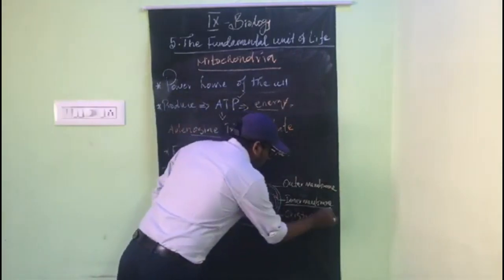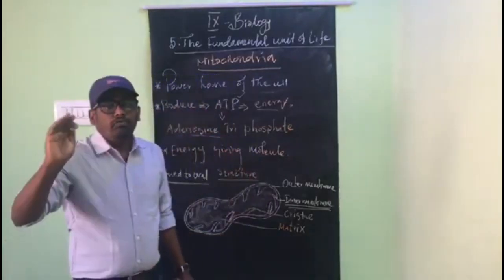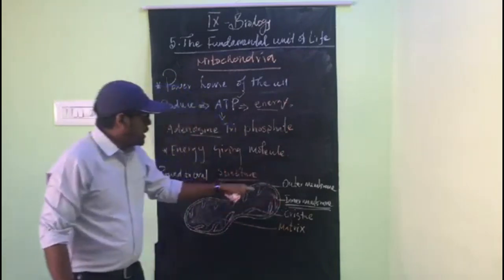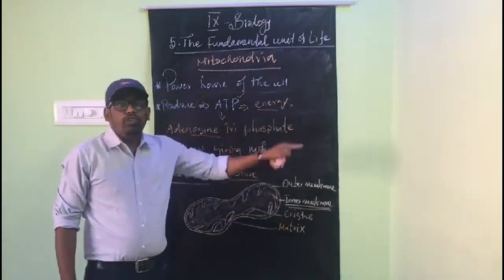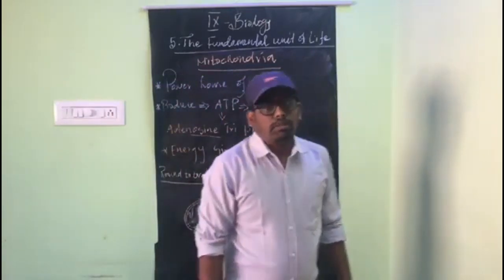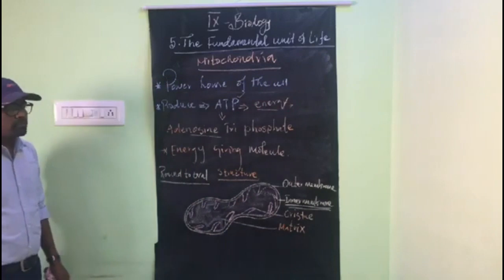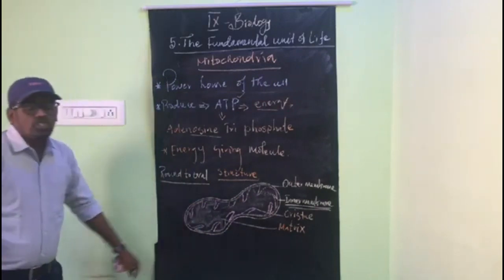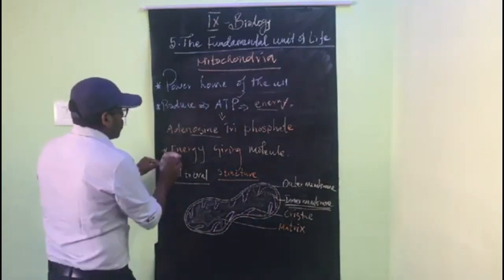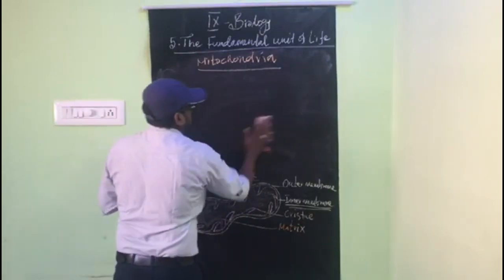The inner membrane contains many chemical substances which are responsible for producing energy. From the inner membrane only, the ATP is produced, because to produce ATP we need a lot of chemical substances, which occur only in the inner membrane. Okay, so this is the structure of the mitochondria. And another one, the mitochondria has a special character.